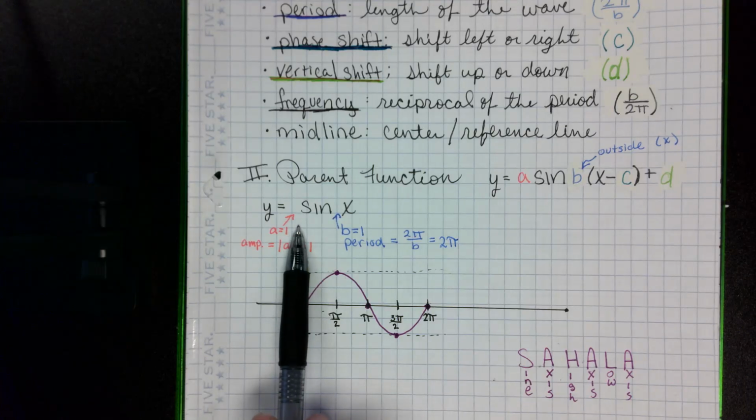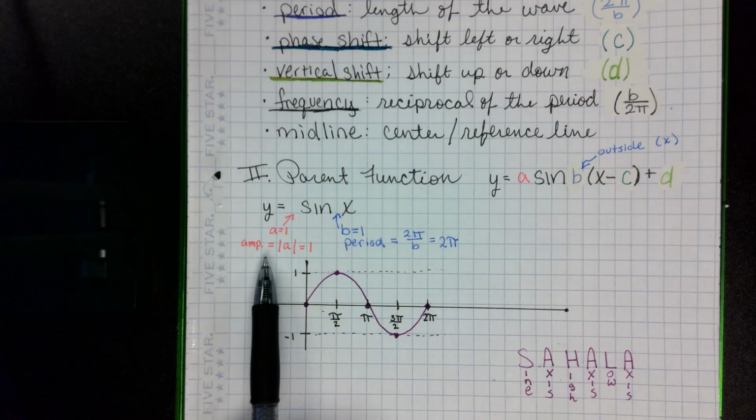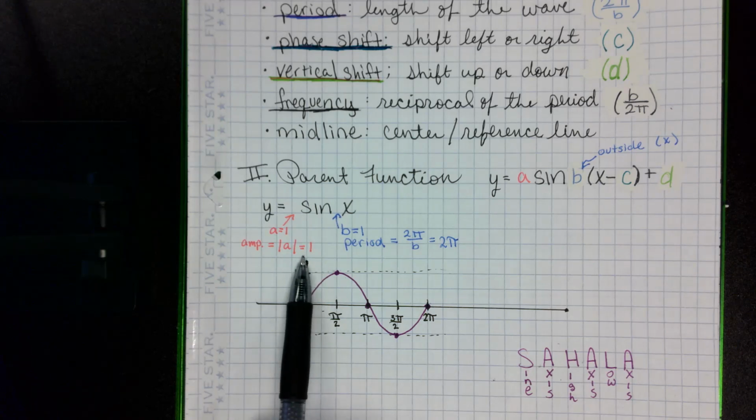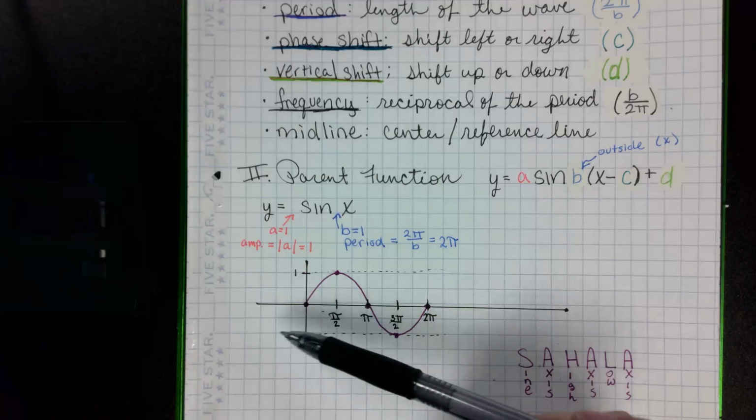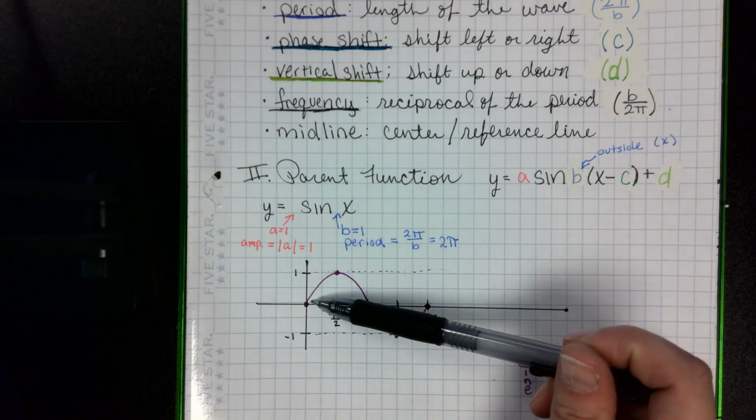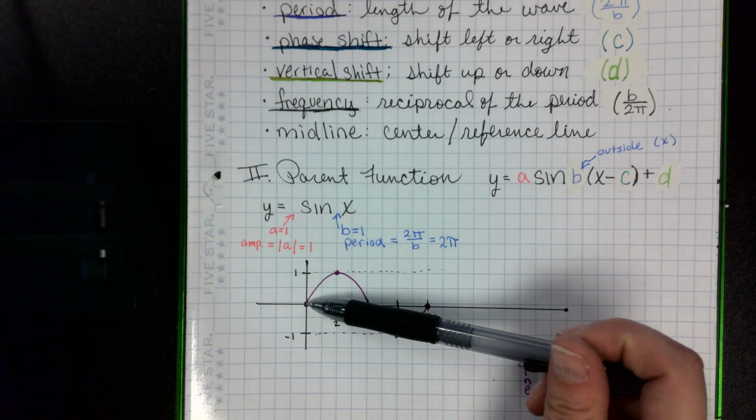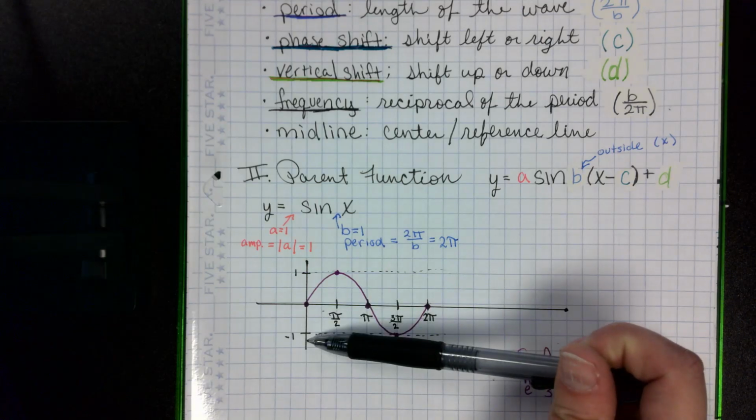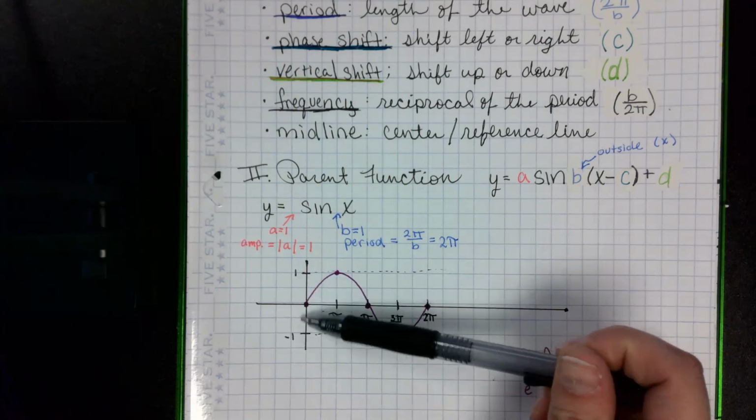The number in front of sine, if there's not one there, that means it's 1. It's 1 sine. It's the a value. And the amplitude is the absolute value of a. So in this case, it's 1. So absolute value of 1 is 1. The amplitude is the distance from the midline. So from the center, we go up 1 and down 1. So that's the amplitude. It's in each direction.